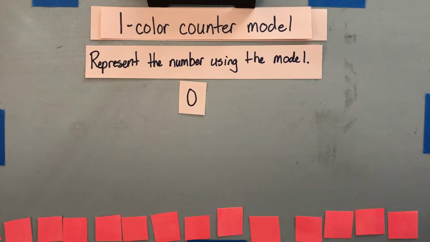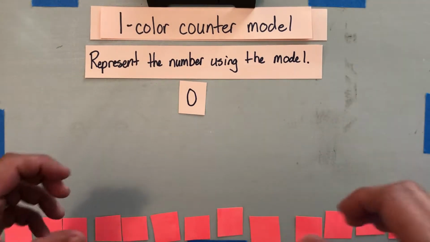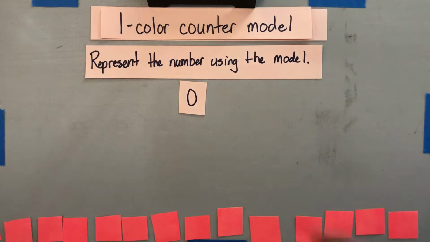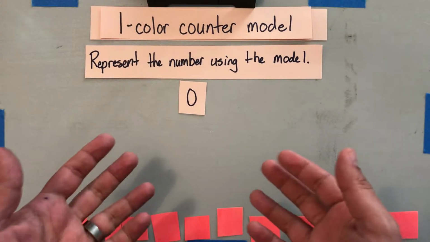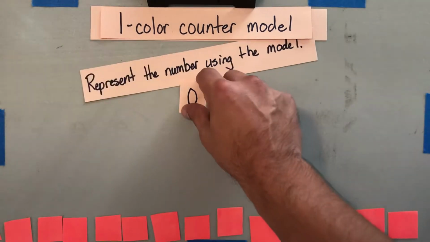Okay, here we go. And watch, here we go. Here comes the magic. We're going to model 0 and that's it. That's it. With one color counters, there's nothing there. All right, so that would be how we model the number 0 using one colored counters.